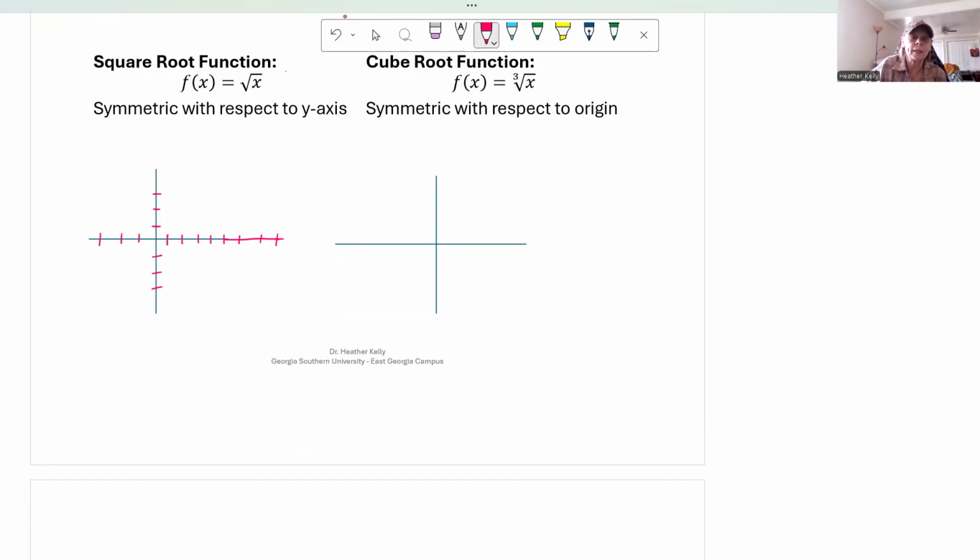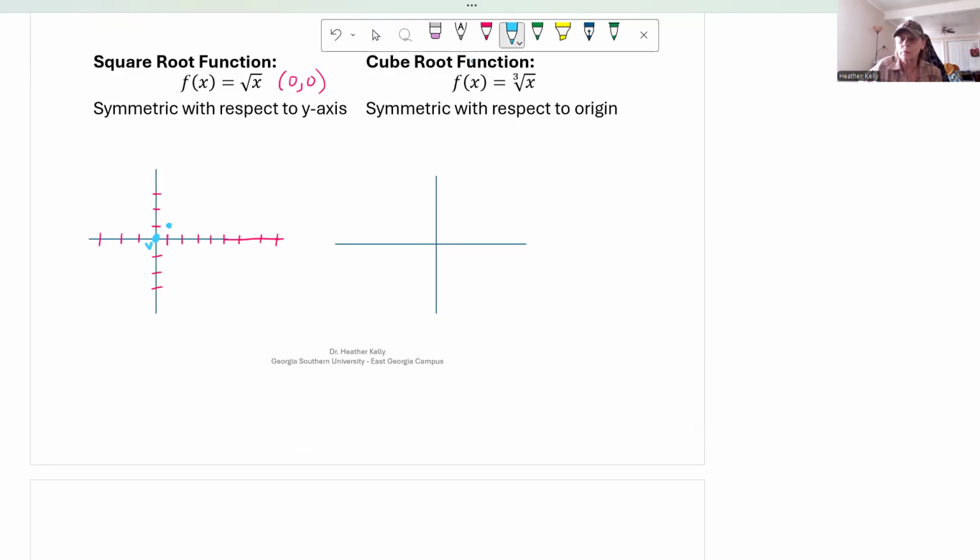Again, if we look here, we can see that our h and k is 0, 0. So that's where we're going to start. And the square root of 0 is 0. I'm going to move over 1 to the right. The square root of 1 is 1. Back to our vertex, we'll move over 2.